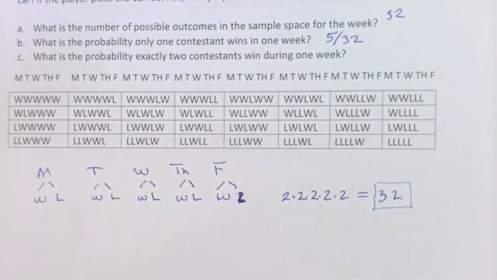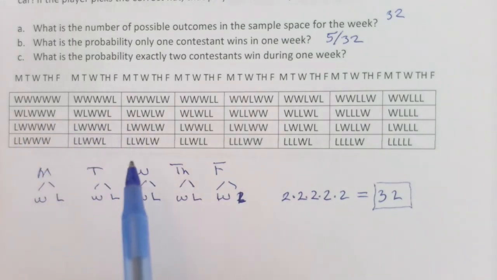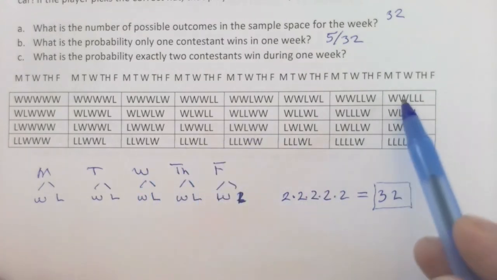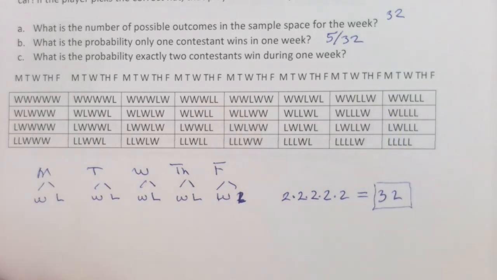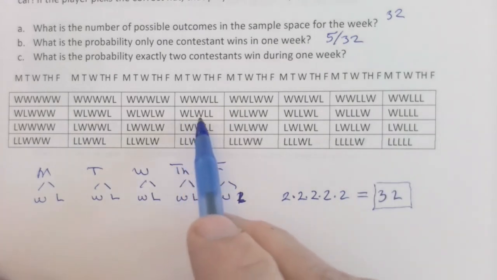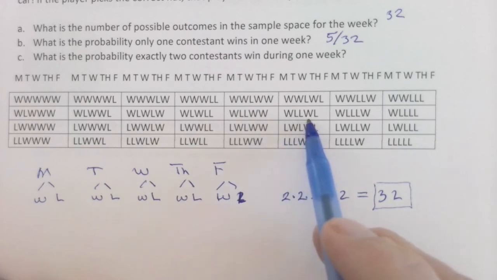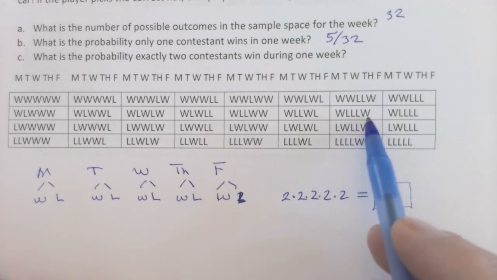Now, here's a hard question. What's the probability that exactly two contestants win during one week? Well, you're welcome to go through all these to find examples of exactly two wins. For example, here's one where we have a win only on Monday and Tuesday. Here's one where we have a win only on Monday and Wednesday. Here's one where we have a win only on Monday and Thursday. And here's one where we have a win only on Monday and Friday.